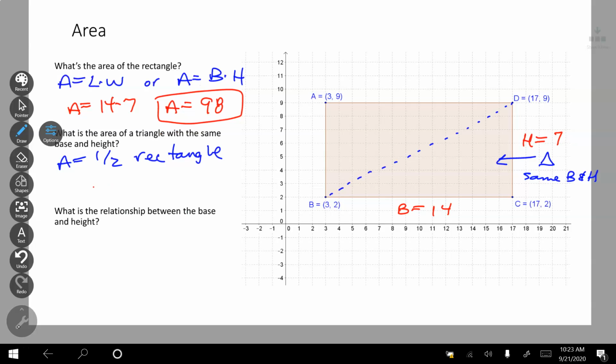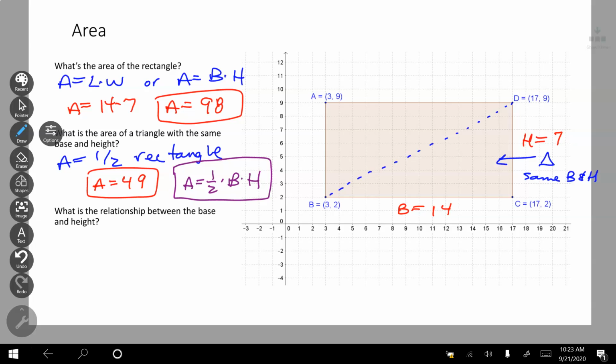So this area of this triangle is equal to 49, because the area formula for a triangle is 1/2 times base times height. So what is the relationship between the base and the height? They must be perpendicular. Okay? They must be perpendicular to each other.